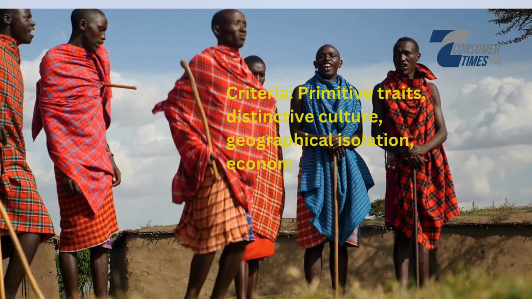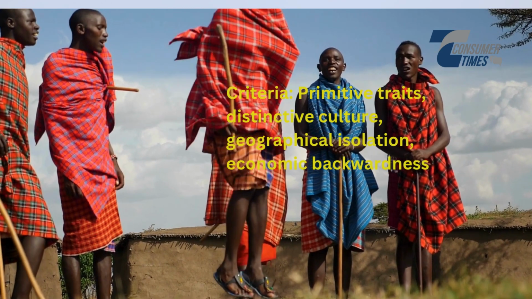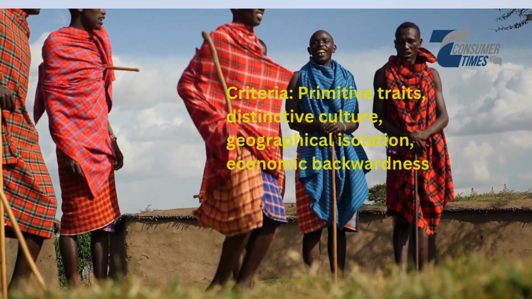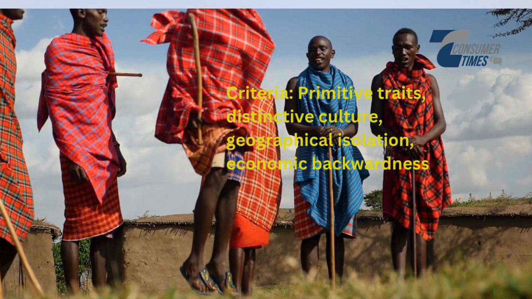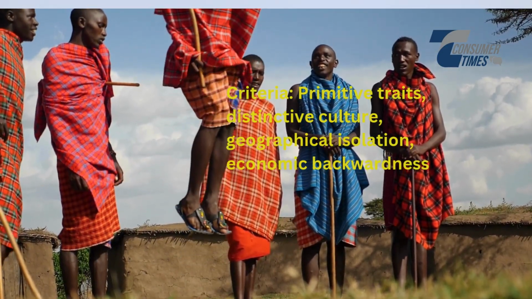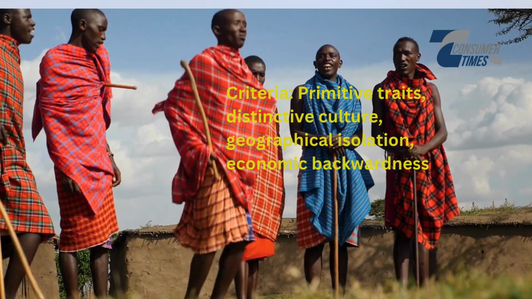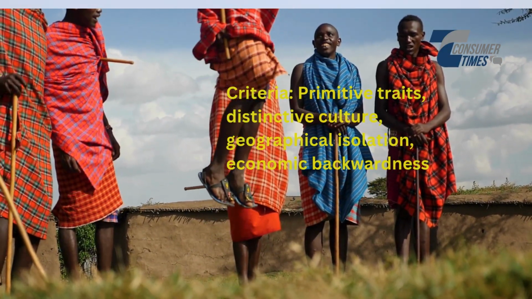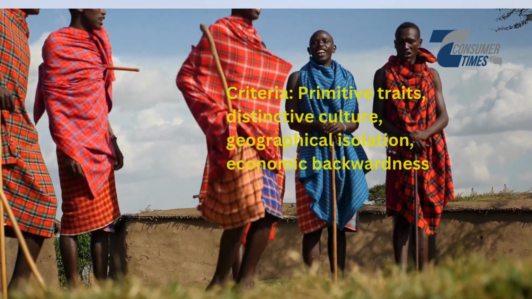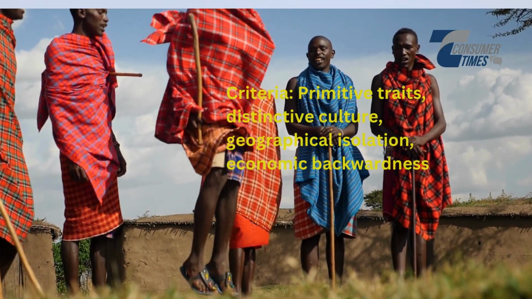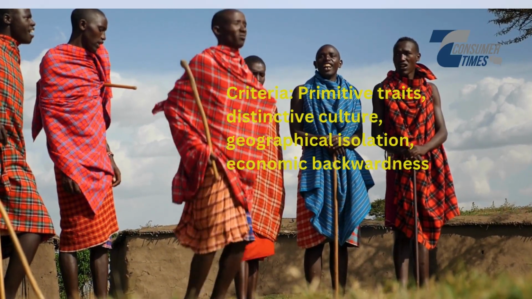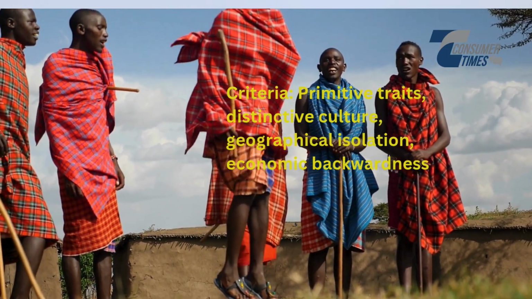Now, while the President can still issue the initial notification specifying scheduled tribes for a state, any subsequent modification, inclusion, or exclusion from that list can only be done through an Act of Parliament. This amendment represents a major shift in constitutional practice. By requiring parliamentary approval for changes to the scheduled tribes list, the Constitution now mandates greater democratic oversight and debate.